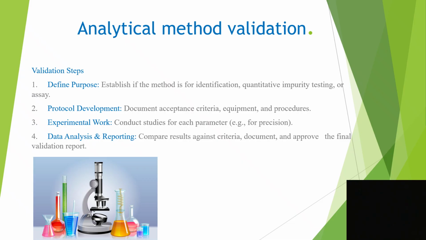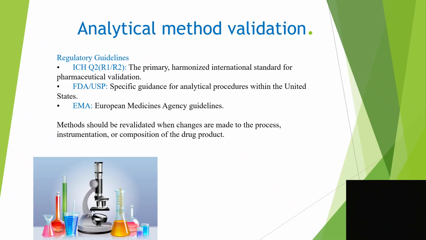So next is regulatory guidelines. For example, to understand this process, there is ICH Q2 R1 R2, the primary harmonized international standard. ICH means International Council for Harmonisation for pharmaceutical validation. FDA and USP provide specific guidance for analytical procedures within the United States, and then the EMA, European Medicines Agency, has its guideline.